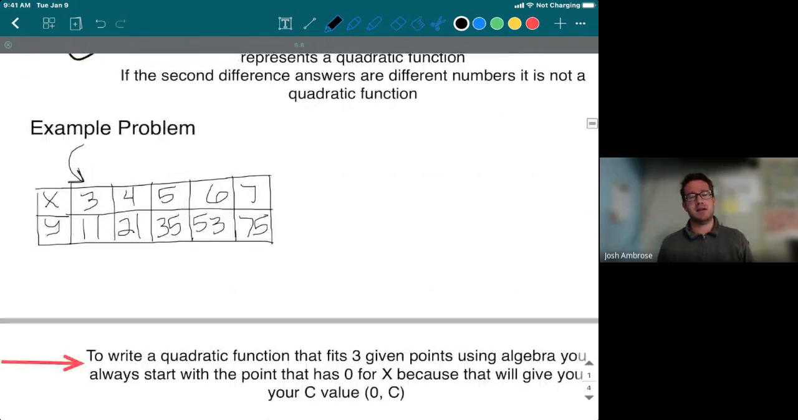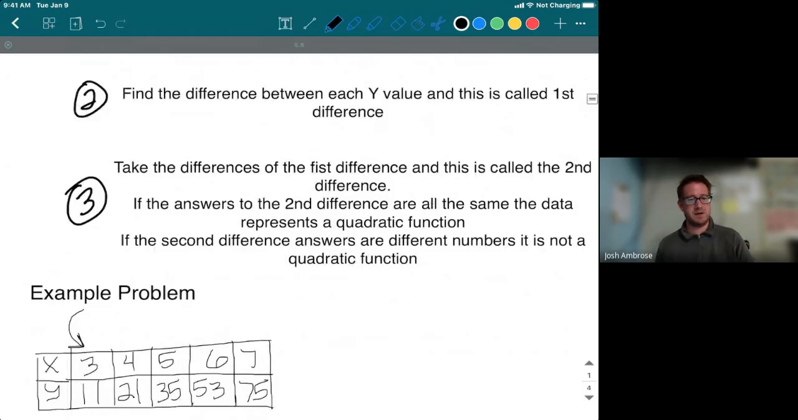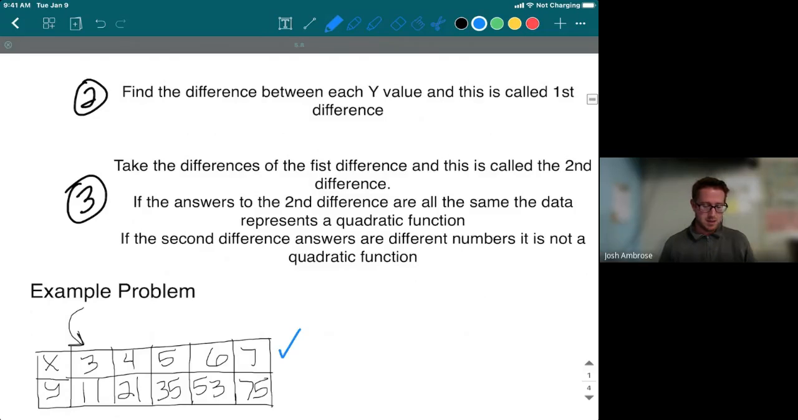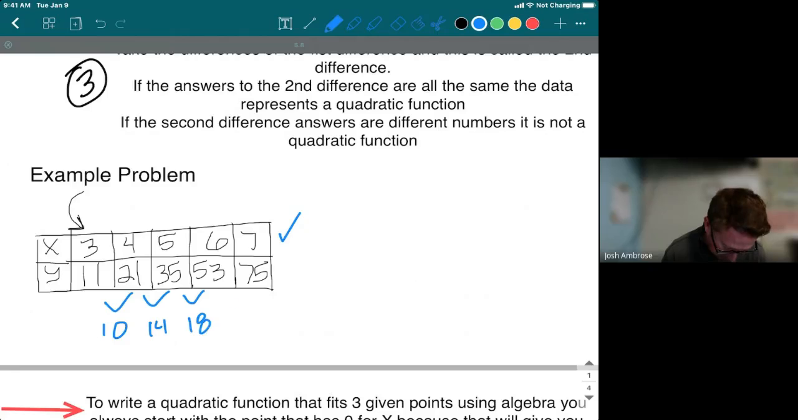Step 1, are all of the x values, as it says right here, equally spaced apart? We go 3, 4, 5, 6, 7, yes. So step 1 here, x values are good, check. Now step 2, we need to take the difference between all of the y values, and that's going to be called the first difference. We got 21 minus 11, so our difference right here is 10. Then 35 minus 21, 14. Our difference here, 53 minus 35, that's 18. And last one, 75 minus 53, 22.